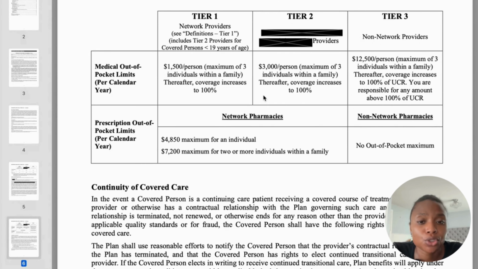And for tier 2 providers, the out-of-pocket max is $3,000 or up to $9,000 for a family plan. And if you were to see physicians or have medical claims for tier 3 providers, then you'd have an out-of-pocket max of $12,500 per person, or a maximum of $37,500 for a family plan.